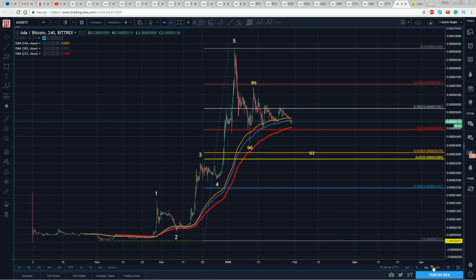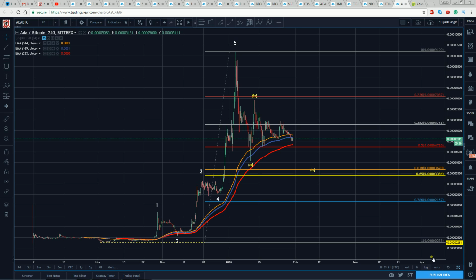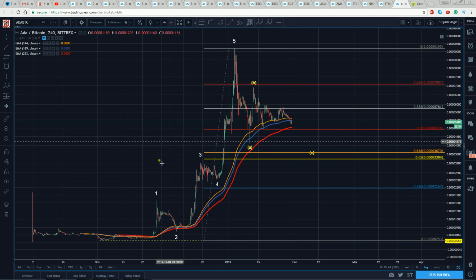Now, I am in log scale here. Take note, it's not a dramatic difference. Here's in log, out of log. So that's log scale. So why do I draw that conclusion?